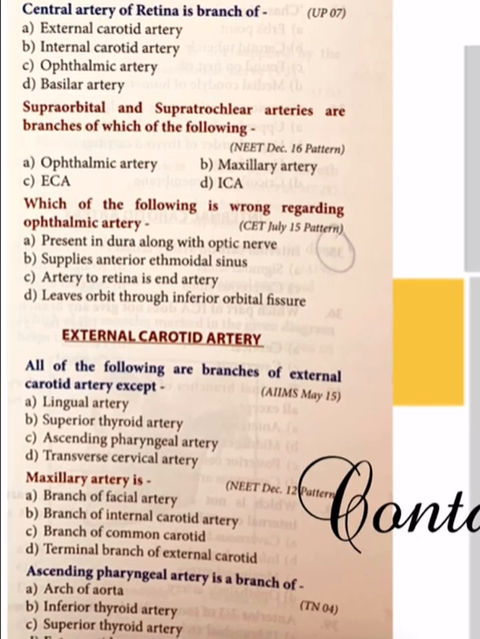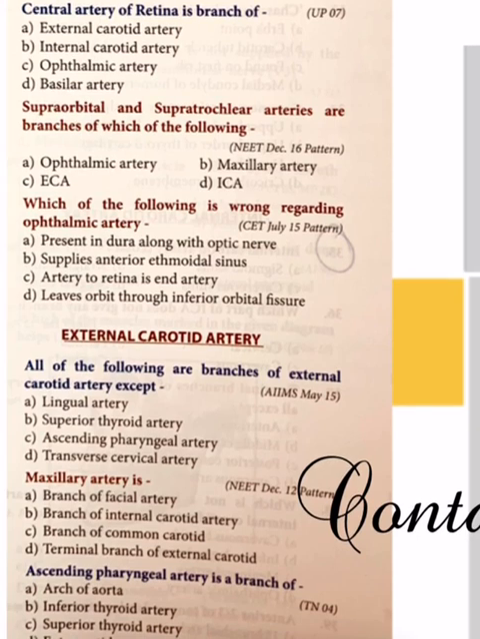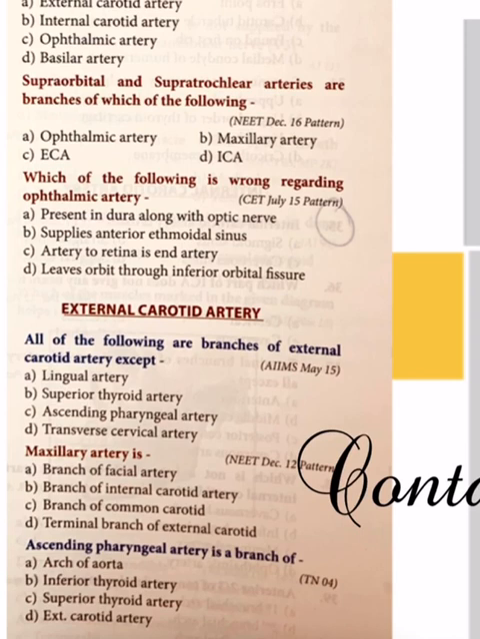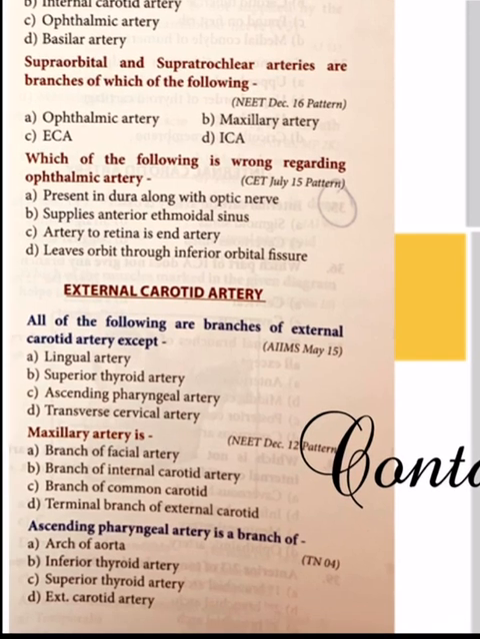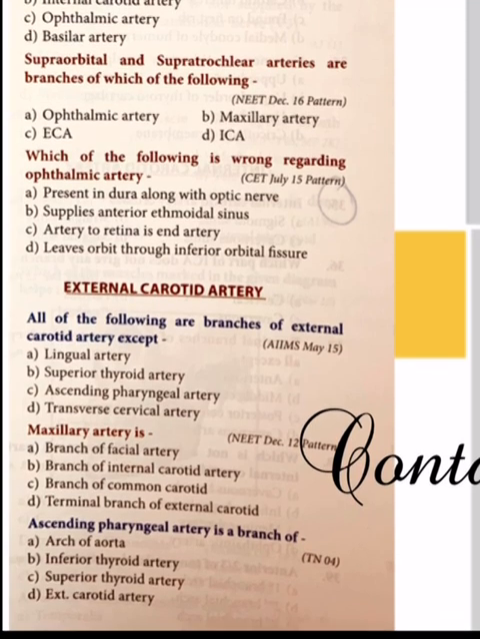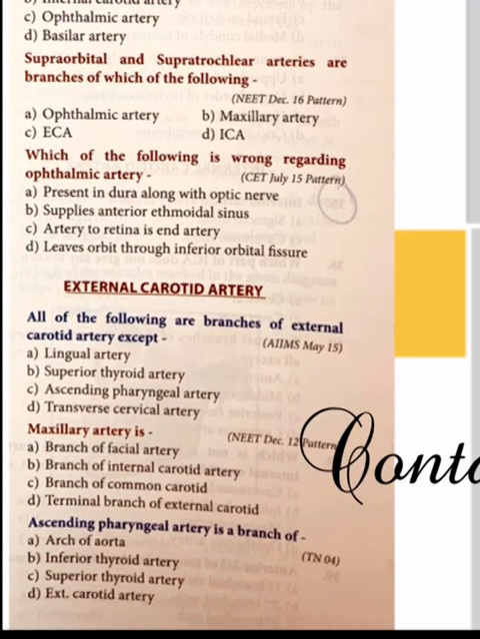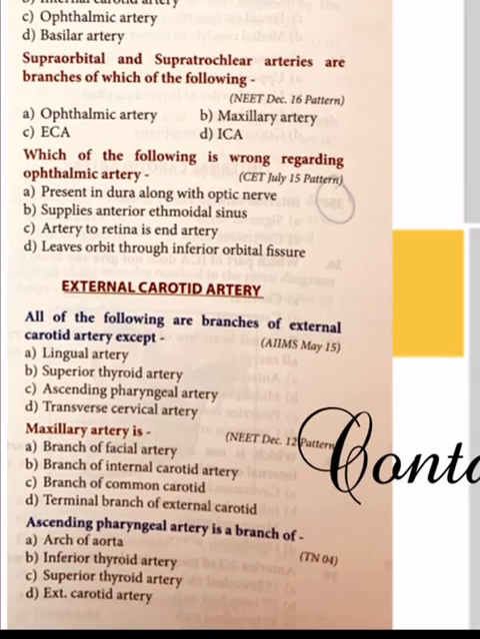Then which of the following is wrong regarding the ophthalmic artery? Present in dura along with the optic nerve, supplies anterior ethmoidal sinus, artery of retina, leaves orbit through inferior orbital fissure. They have asked which is wrong. See, the ophthalmic artery doesn't leave through the inferior orbital fissure. It terminates near the medial angle of the eye by dividing into supratrochlear and dorsal nasal branches. So the other options are obviously correct, and the wrong answer is D. It doesn't leave through the inferior orbital fissure.